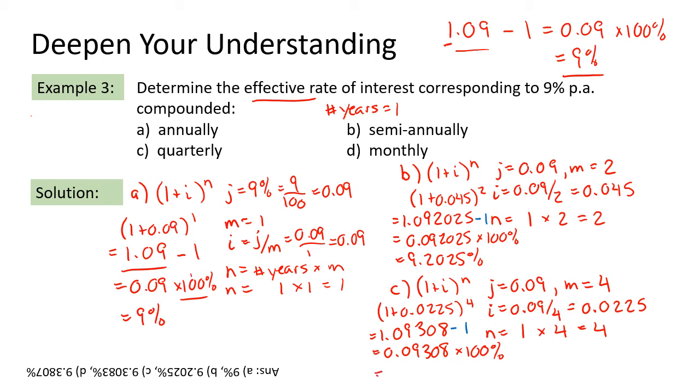And if we do that, we get 9.308%. Okay, you can see how it gets higher each time as we've added more and more and more compounding periods. So I ran out of space, so I'm not going to show you D, but I did provide you with the answer here at the bottom. If you do have questions on that one, you can just ask me.